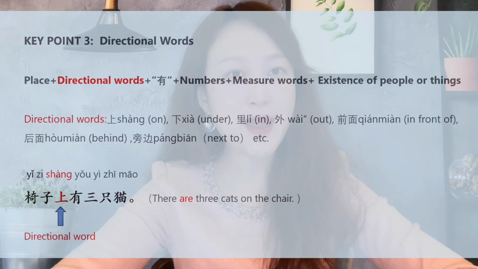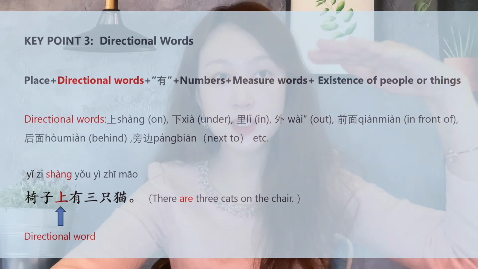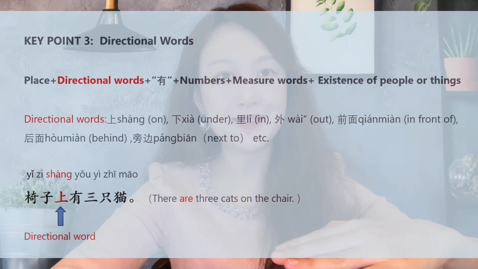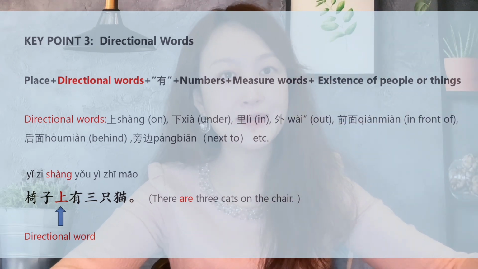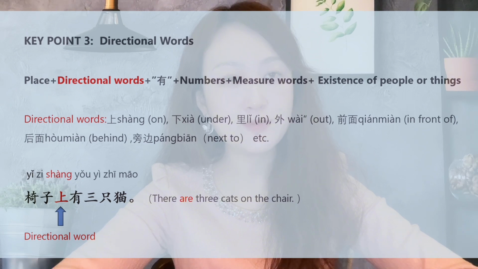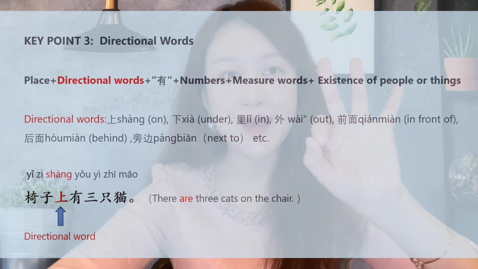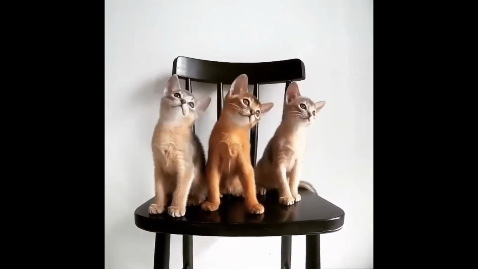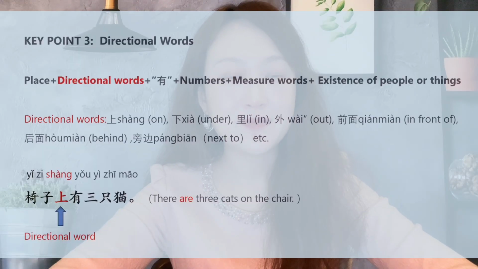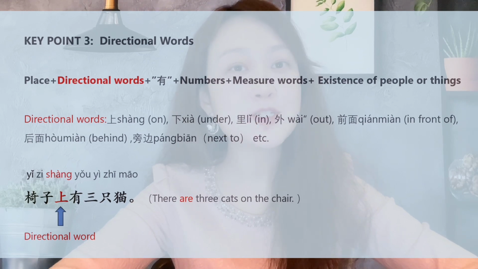Thirdly, after the location, you may have noticed the need to add a directional word, which is essentially a preposition used in English to indicate the relationship between objects and other objects, such as 上 on, 下 under, 里 in, 外 out, 前面 in the front of, 后面 behind, 旁边 next to, etc. For example, if you want to say there are 3 cats on the chair, you should say 椅子上有三只猫。椅子 chair is followed by 上 on, which corresponds to on the chair in English, just with a different word order.